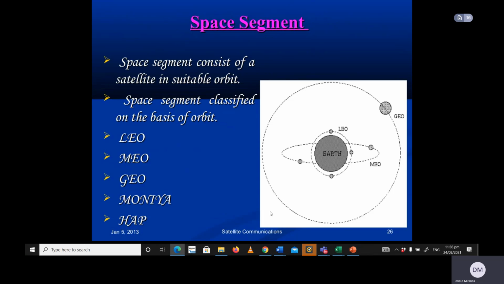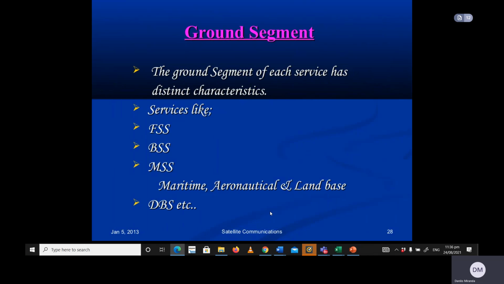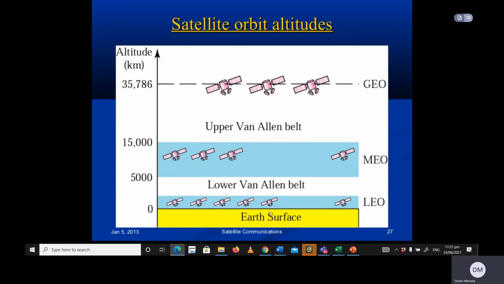So with the LEO, the closest to the Earth, we have the MEO, we have the GEO, and the other orbits are the Molniya and HEO. We'll see later. These are the altitudes: how far is the GEO, the MEO, and the LEO? And what services do the LEO satellite, the MEO satellite, and the GEO have?